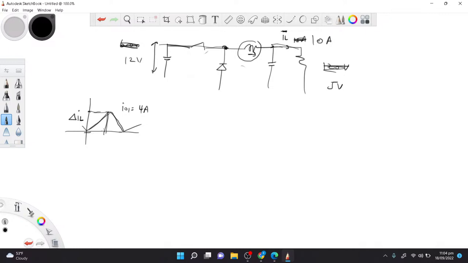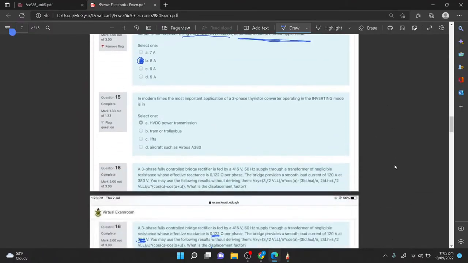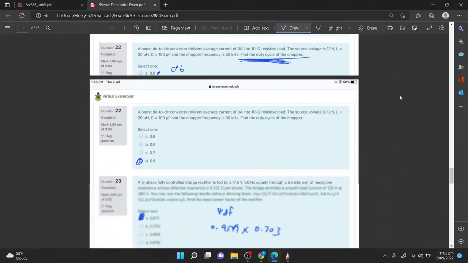And we know that the mean value of the current is the area over the period. So the area of this is half times base, that's the entire period, times height, that's delta IL, all over the period. And this gave us the mean current at the threshold. So therefore my delta IL is given by 8 amps. Cross multiply, get 8 amps. So 8 amps. A forward converter.